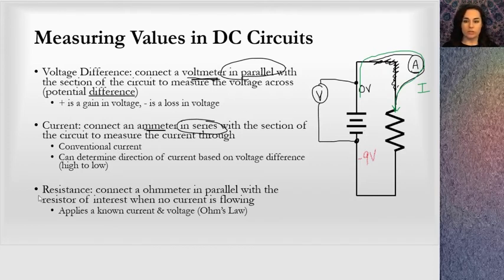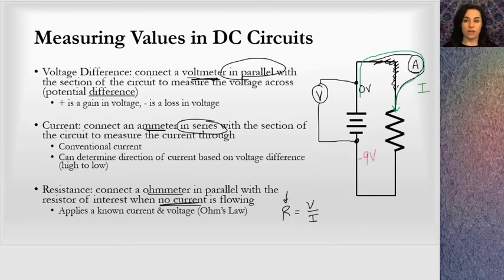Finally, you may get a question about this. How do you measure resistance? You connect an ohm meter. Remember, resistance is in ohms, so you may not be surprised that we use an ohm meter to measure resistance. You put it in parallel with the resistor of interest when no current is flowing. Okay, so there's an internal current and voltage, and the instrument, whatever you're doing, uses Ohm's law to calculate the resistance equals V over I. These are known values in the instrument, and it can measure the R.